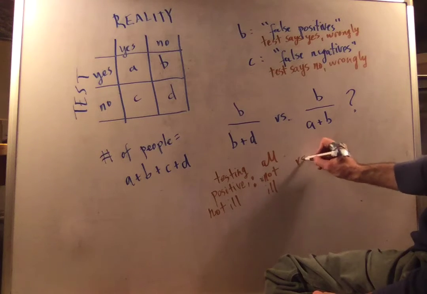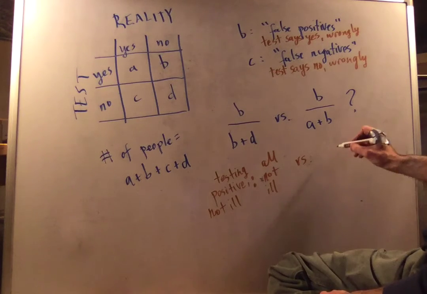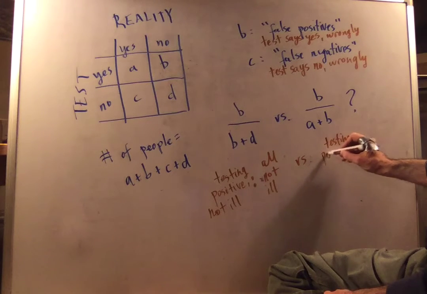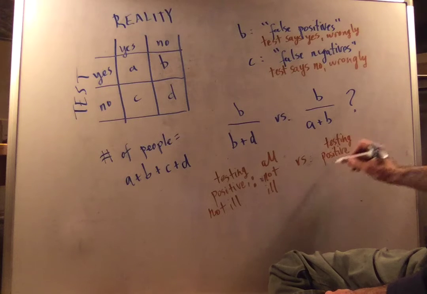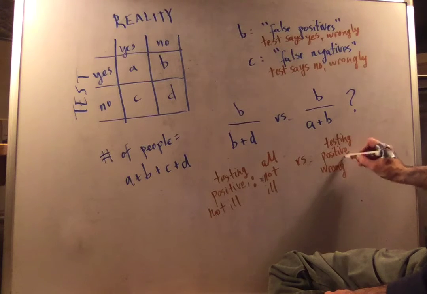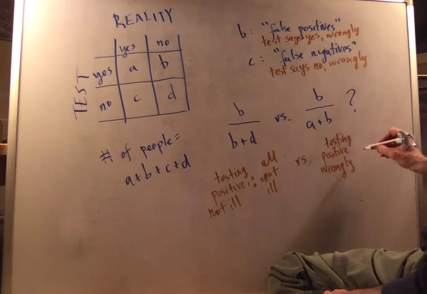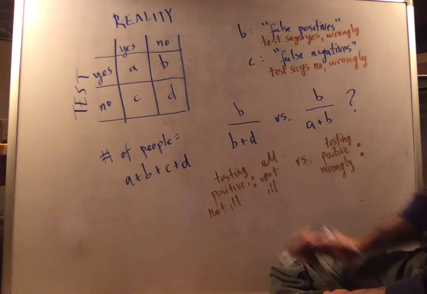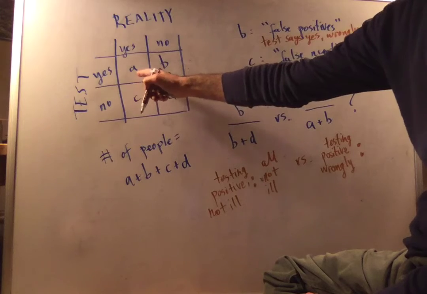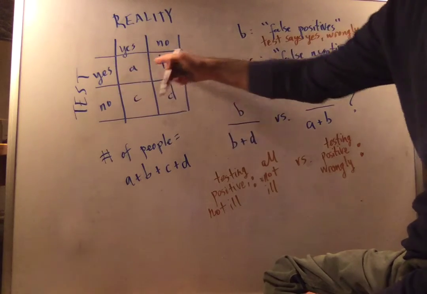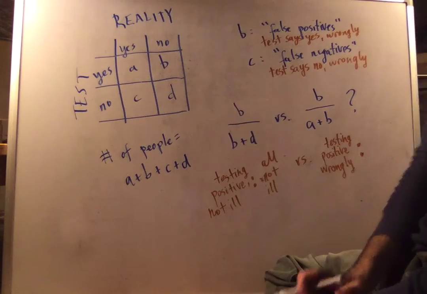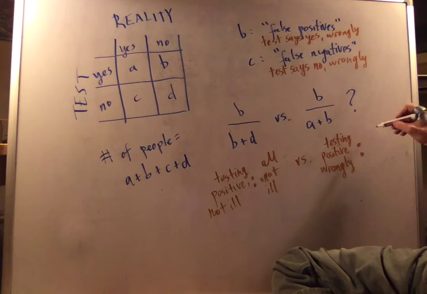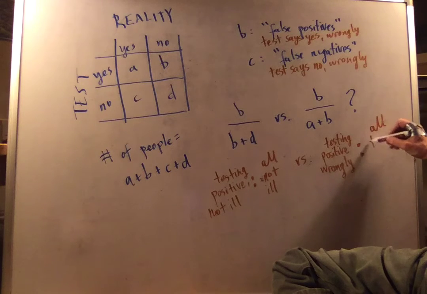And then this other one we could describe as testing positive wrongly, it's a ratio of that, that's B, to A plus B. And A plus B here is the top row, all those who test yes. So testing positive wrongly in ratio to all who test positive.